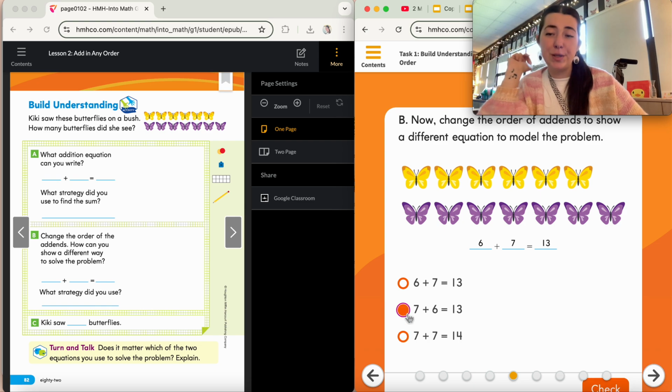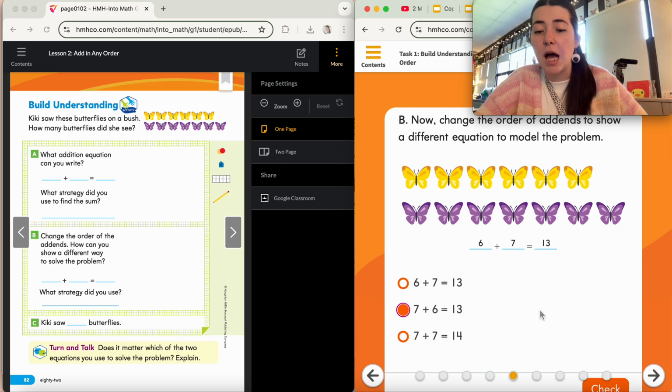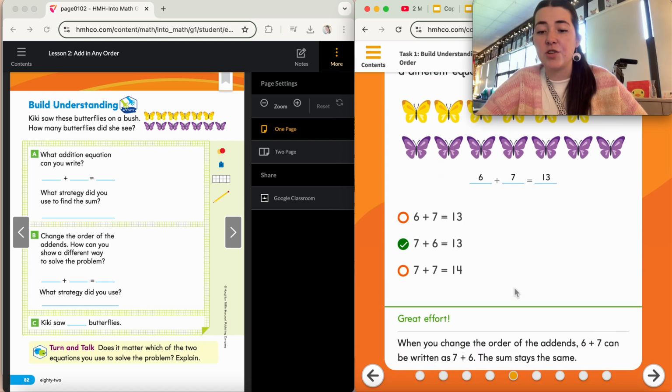If you said number 2, 7 plus 6 equals 13, you'd be correct because 7 and 6 traded places in line, but we still got to the same spot. We still got the same sum. 7 plus 6 equals 13. Let's check and make sure we're right. Great job. Make sure you've got 7 plus 6 equals 13 written on this line.